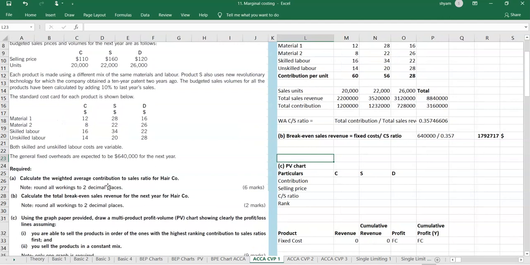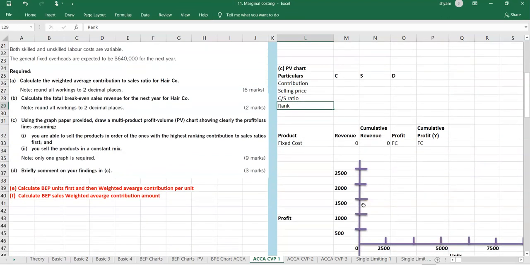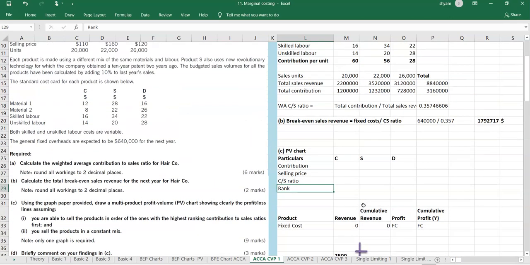We have got our weighted average contribution to sales. We have also got total break-even sales. The next one is to draw charts. He's asking you two types of charts. One chart is to just draw the line, where you are able to sell the products in order of the one with the highest CS ratio, or you assume that you are selling at constant mix.